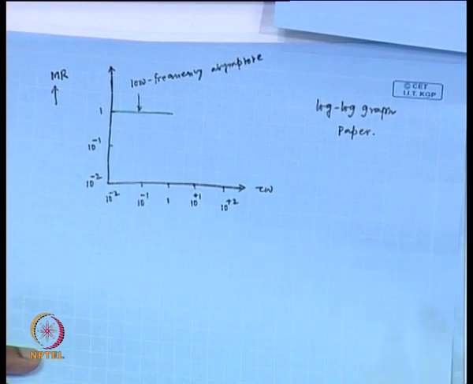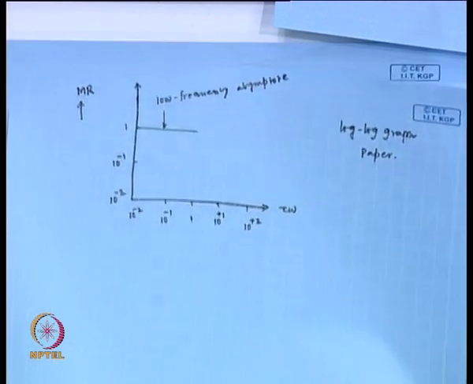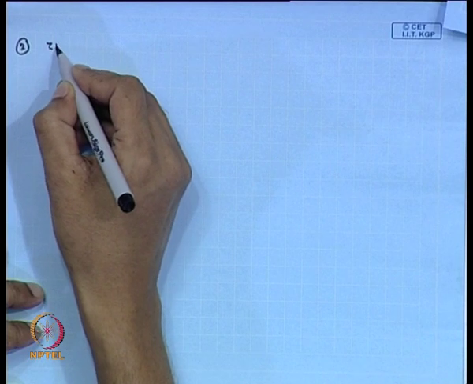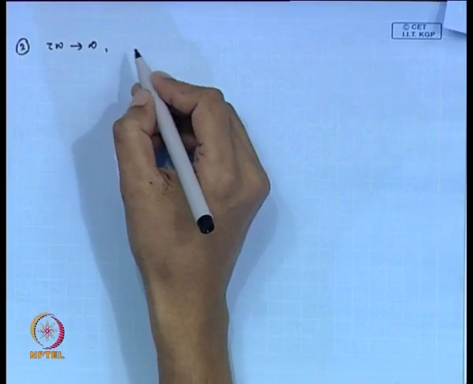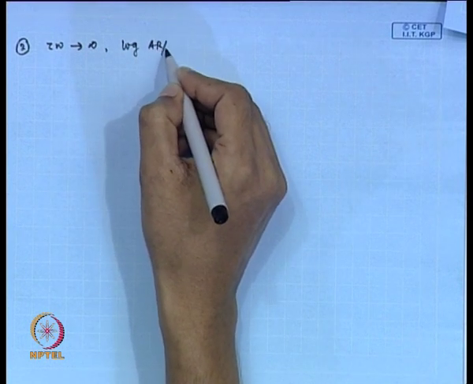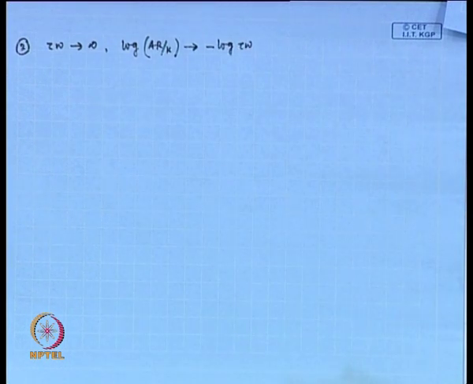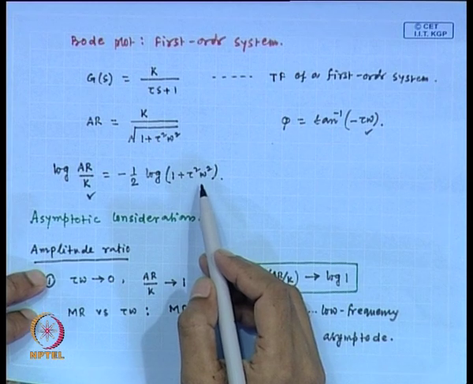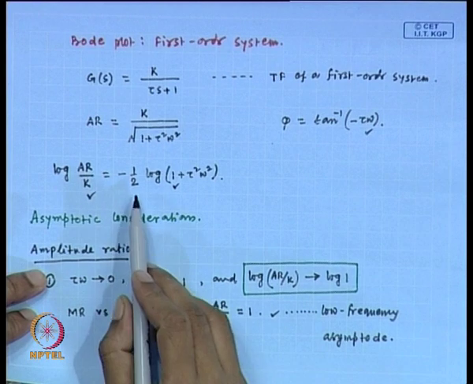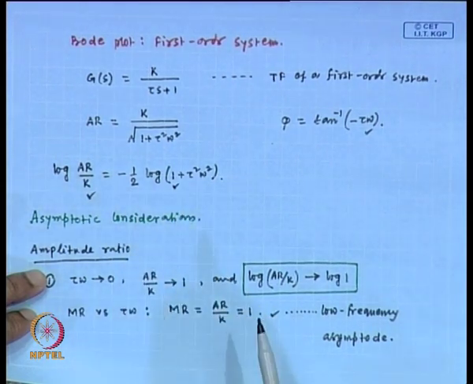Now, under asymptotic consideration, next we will consider tau omega tends to infinity. As tau omega tends to infinity, then we can write log amplitude ratio by k tends to minus log tau omega. When tau omega is much greater than 1, we can neglect this one term. I mean, this is the general form. When tau omega tends to infinity, we can neglect this 1. That means, this right hand side becomes minus log tau omega. Agree?